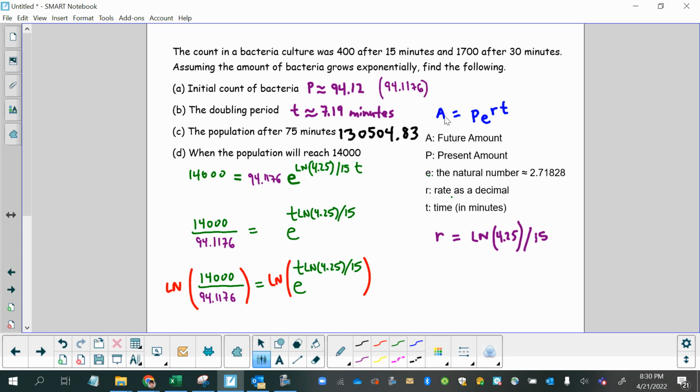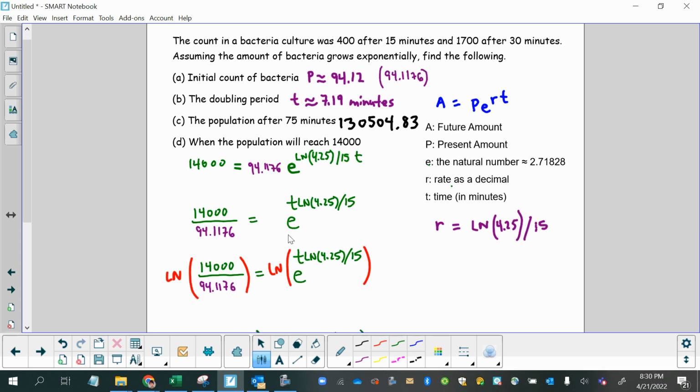So I took this formula, A equals P times e to the RT, and I put 14,000 for A, for the future value, and equals 94.1176 for the present value. That's coming from part A. Then e to the power of natural log 4.25 divided by 15 times t. Then I simplified some things and divided both sides by 94.1176 because ultimately I'm trying to get t alone. So the first thing I did was divide both sides by 94.1176.